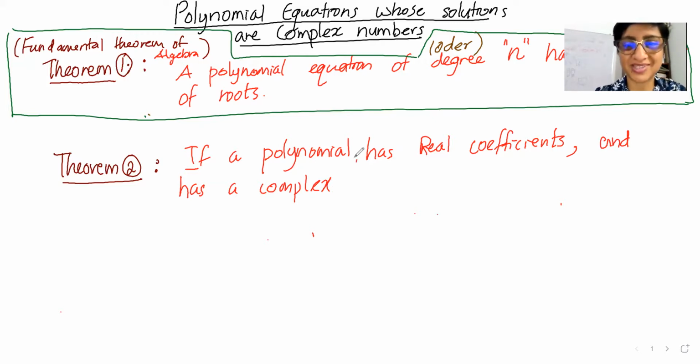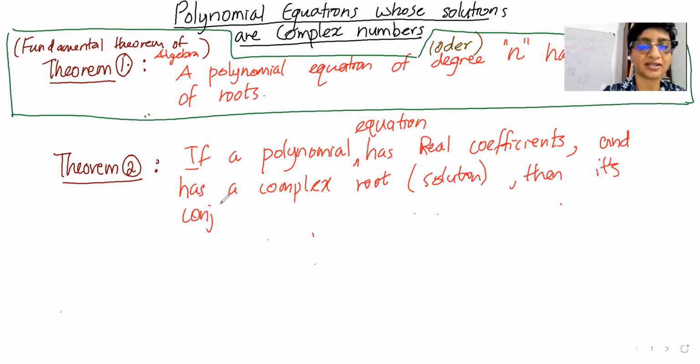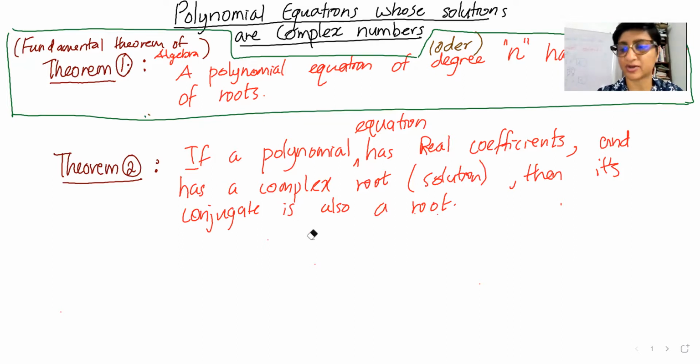If a polynomial equation has real coefficients and has a complex root, then its conjugate is also a root. In other words, let me finish up, then you can copy.